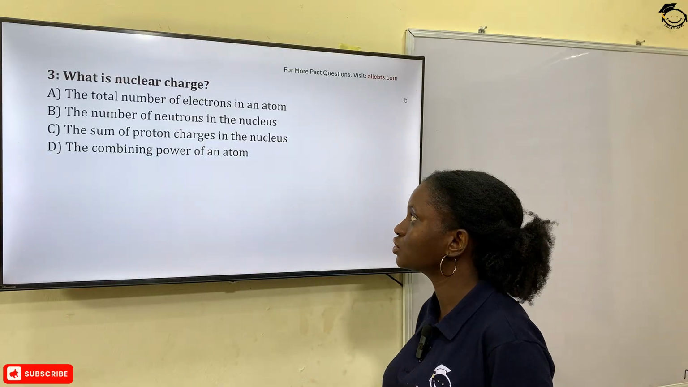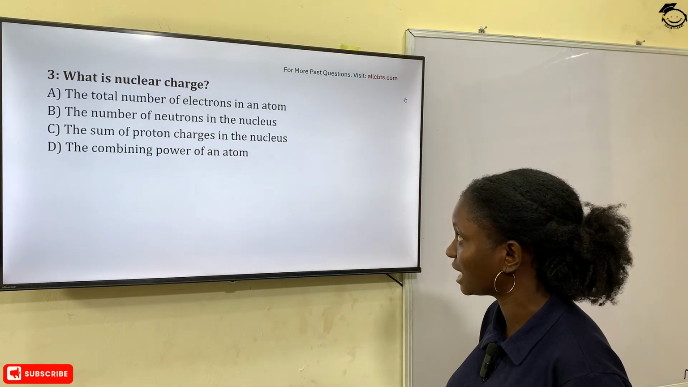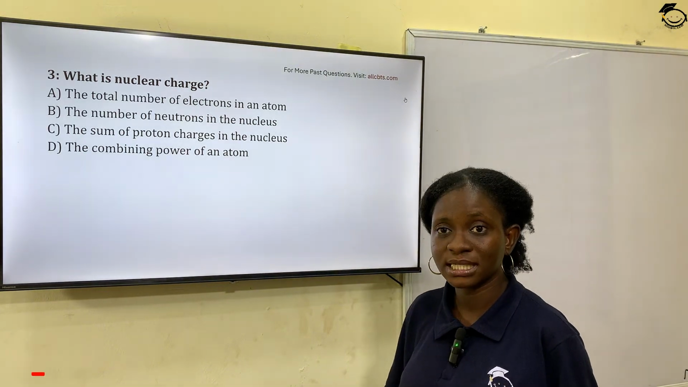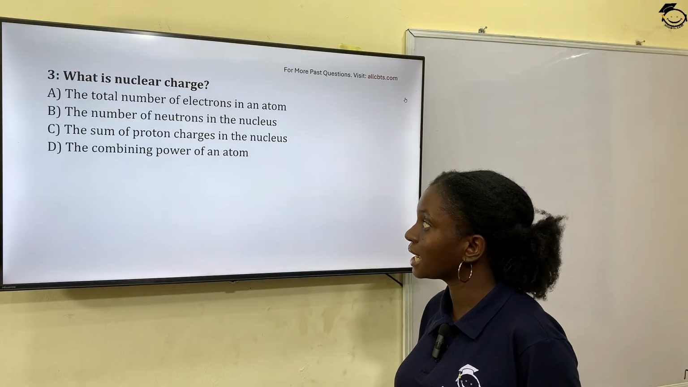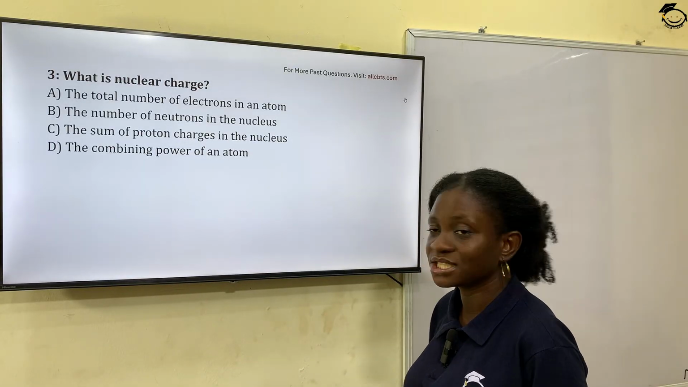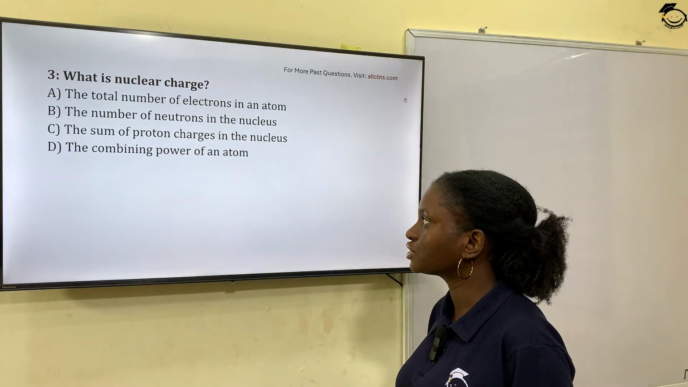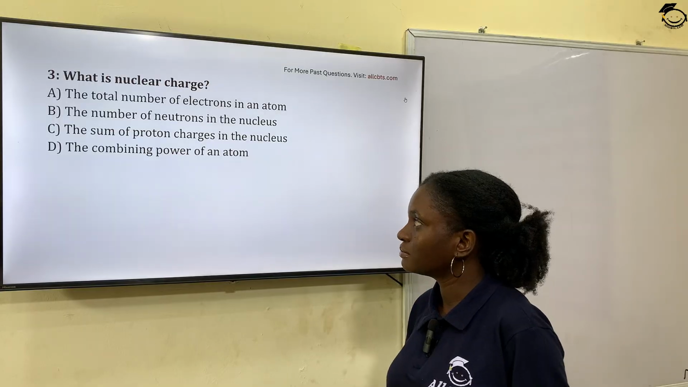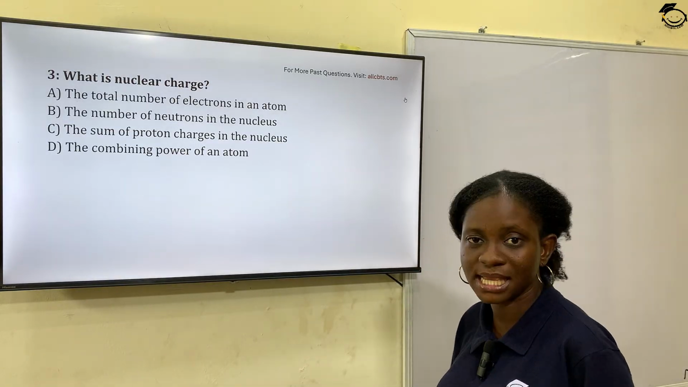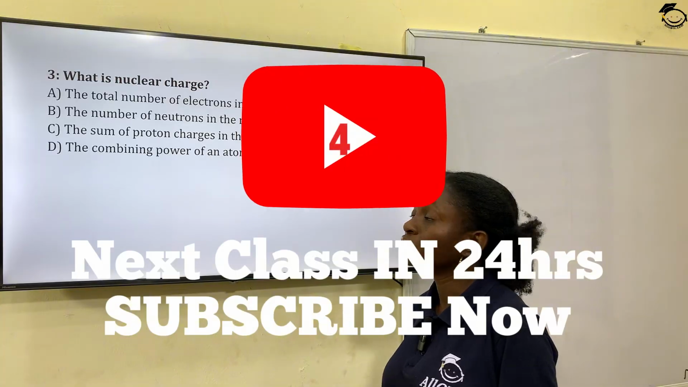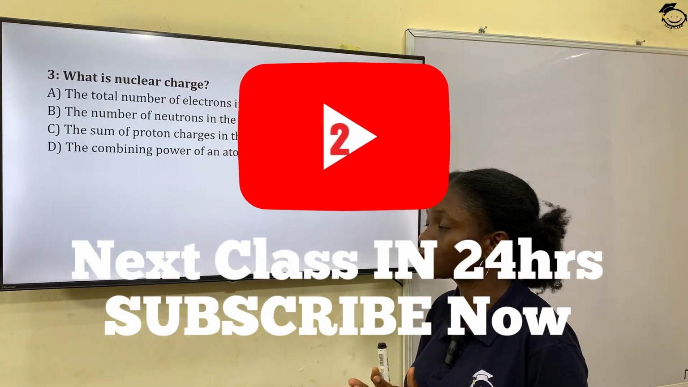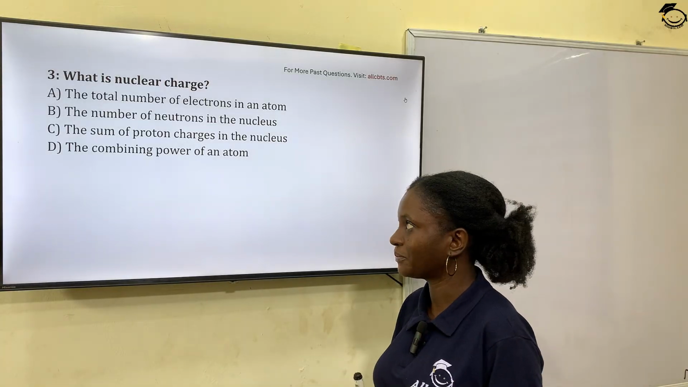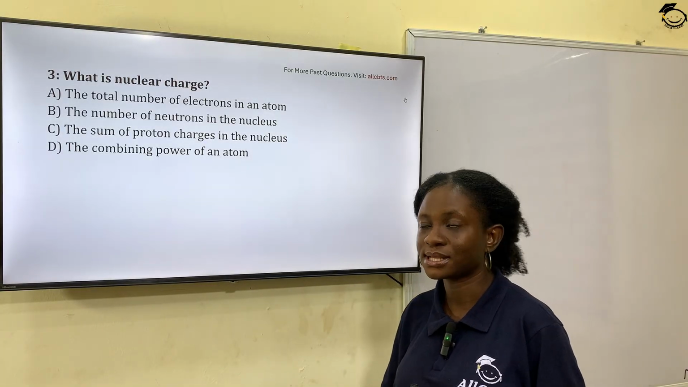Option A, the total number of electrons in an atom. Option B, the number of neutrons in the nucleus. Option C, the sum of proton charges in the nucleus. Option D, the combining power of an atom. From the options, option C is the correct answer. So nuclear charge is the sum of proton charges in the nucleus of an atom. Option C is the correct answer.